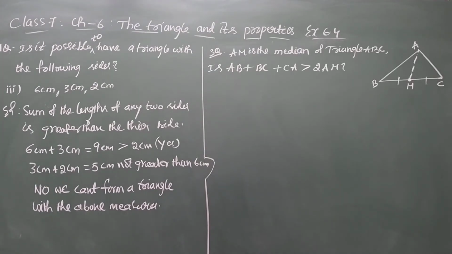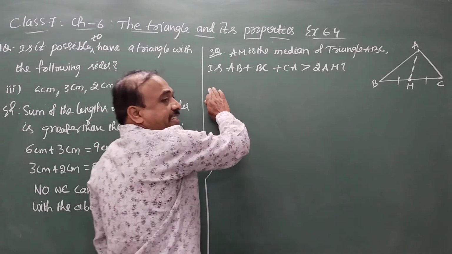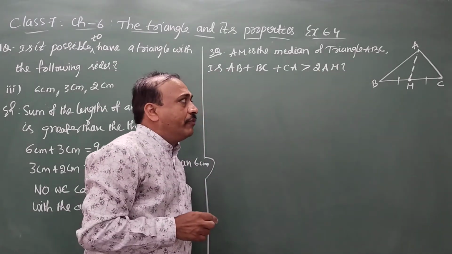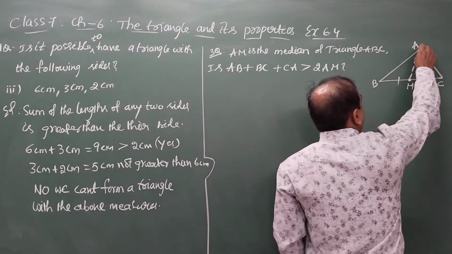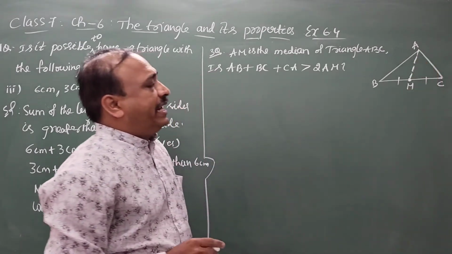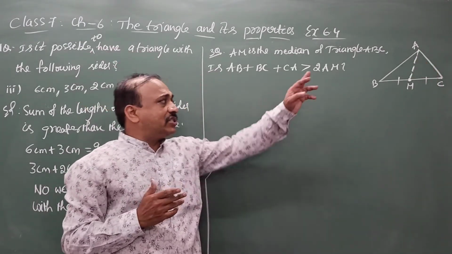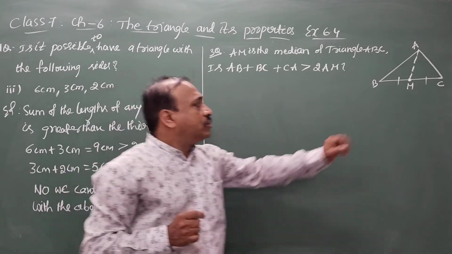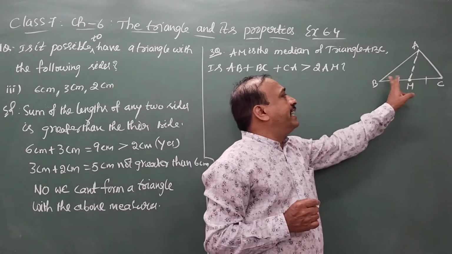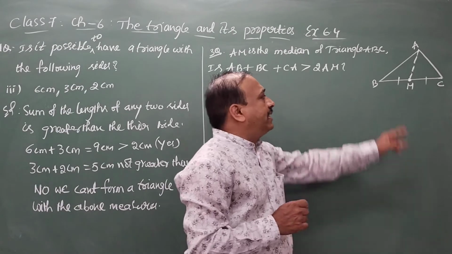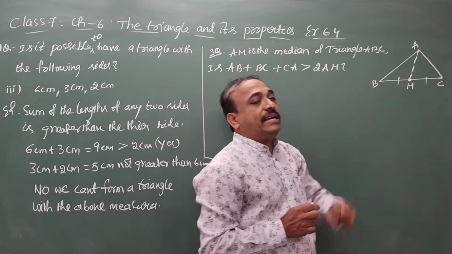Let us see question number 3. AM is the median of triangle ABC. Is AB plus BC plus CA greater than 2 times of AM? Where AM is the median. So median means, as we know, a line segment from vertex to midpoint of its opposite side. So M is the midpoint of the side BC. That's why BM length is equals to CM length.